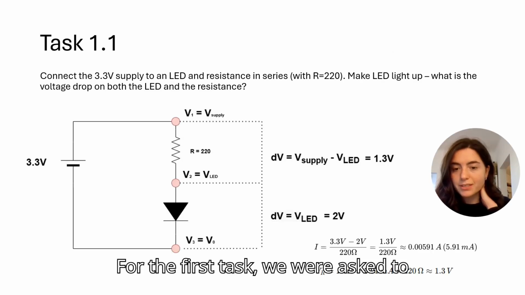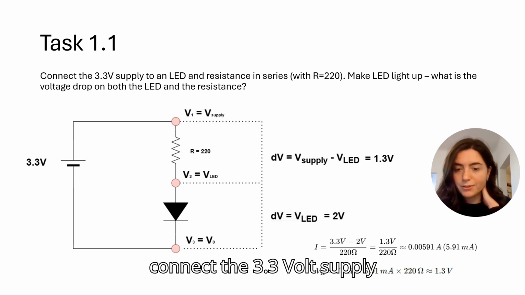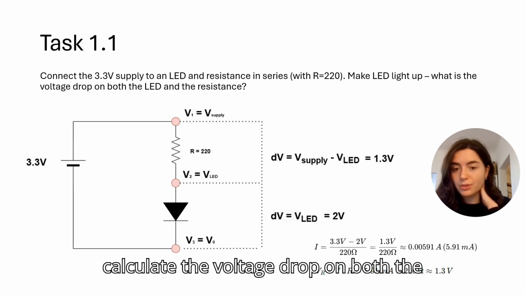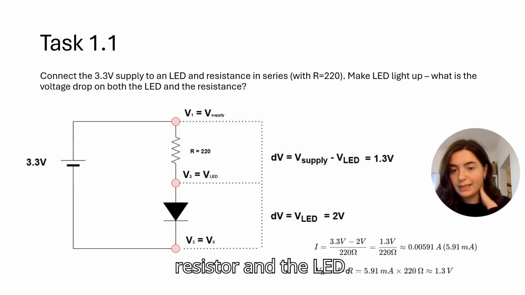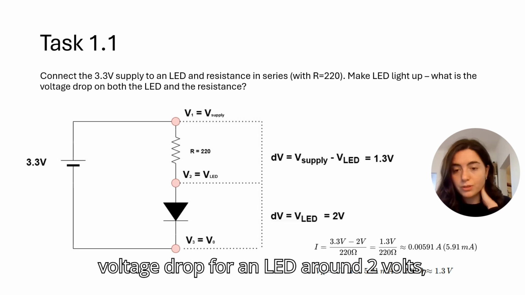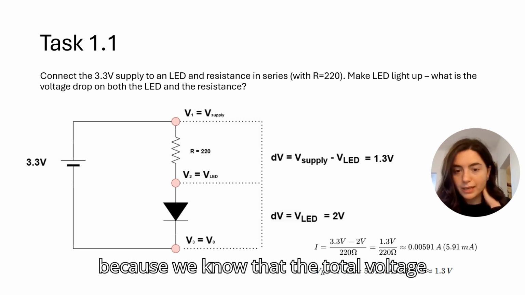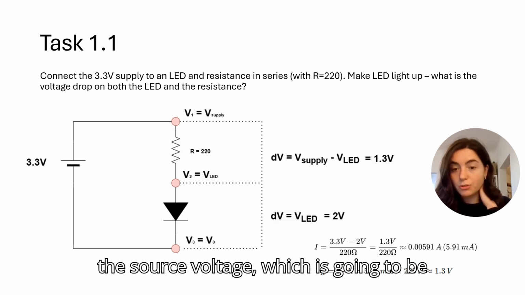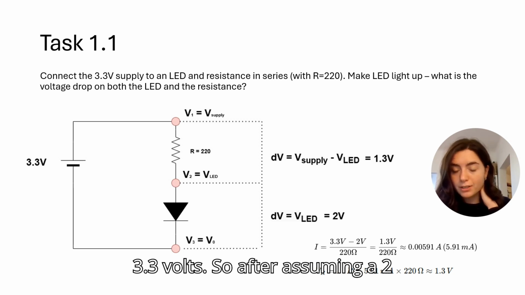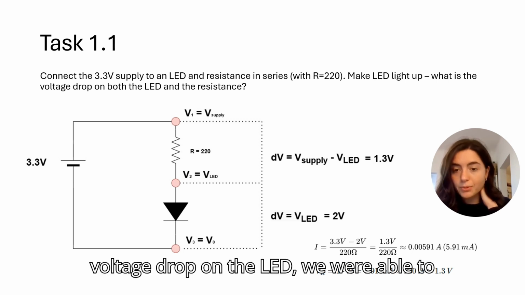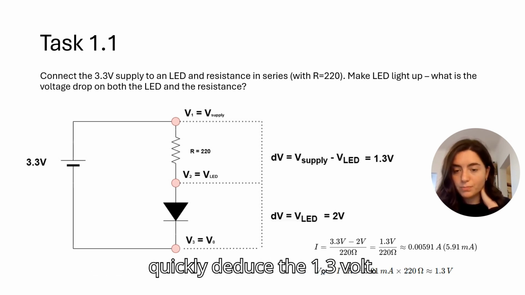For the first task, we were asked to connect the 3.3 volt supply to a resistor and an LED to make the LED light up and subsequently calculate the voltage drop on both the resistor and the LED. Once we assumed the typical forward voltage drop for an LED around 2 volts, this was quite an easy calculation because we know that the total voltage drop in the circuit has to accumulate to the source voltage, which is going to be 3.3 volts. So after assuming and measuring the 2 volt voltage drop on the LED, we were able to quickly deduce the 1.3 volt drop on the resistor.